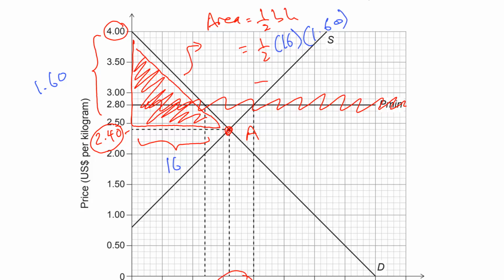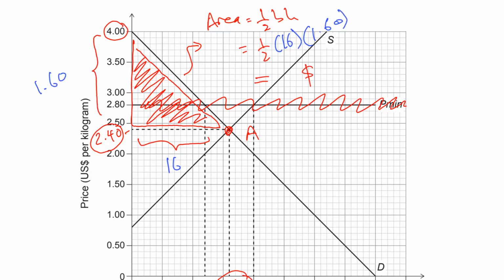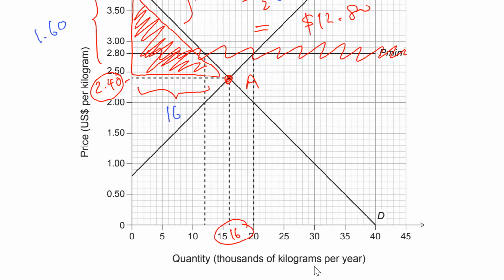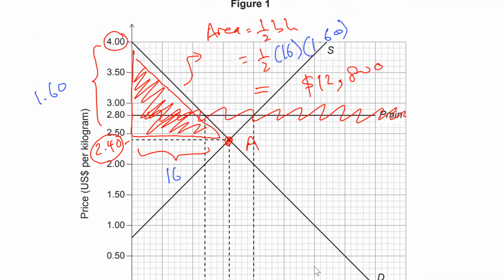So that's going to be equal to, if I get my calculator, 0.5 times 16 times $1.60, that should be 12.8. So we got $12.80 of consumer surplus. But if you scroll down just a little bit to the diagram, you can see that the quantity is measured in thousands of kilograms, not kilograms. So we're going to multiply this by 1,000. So really, that's like $12,800 worth of consumer surplus in perfect competition.